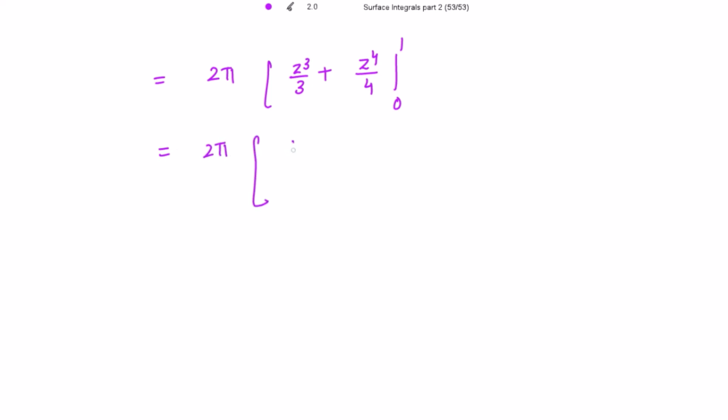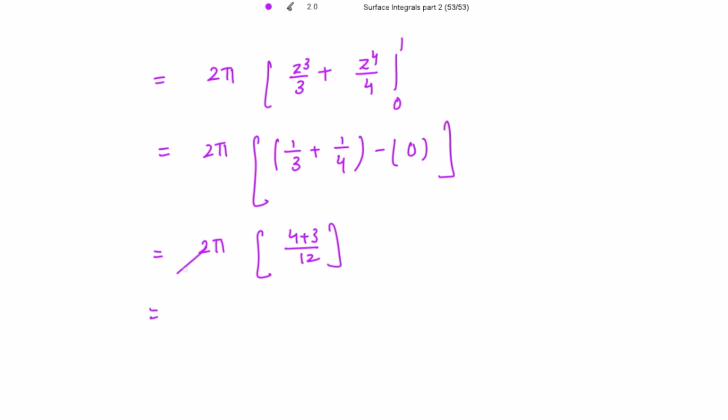Putting the upper limit, we get 1 by 3 plus 1 by 4, minus putting the lower limit, we get 0. So this is 2 pi into (1 by 3 plus 1 by 4), this becomes (4 plus 3) divided by 12, and this 2 gets cancelled with this, and we have 4 plus 3 to be 7 pi by 6. So this is the required answer to that surface integral.